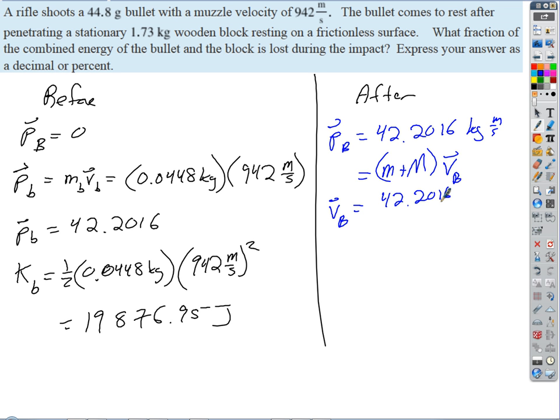So the velocity of the bullet and block is equal to 42.2016, that's the momentum, divided by the sum of the two masses, which is 0.0448 plus 1.73. So what is that? 1.818. 1.818 meters per second.